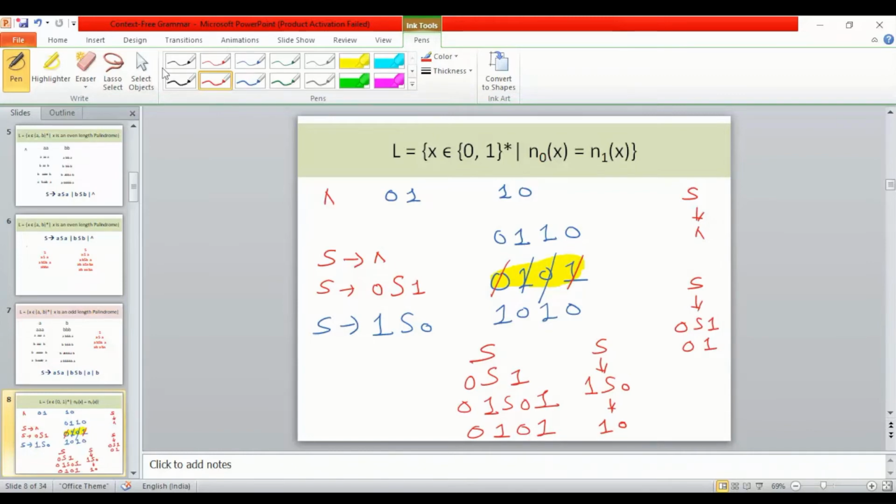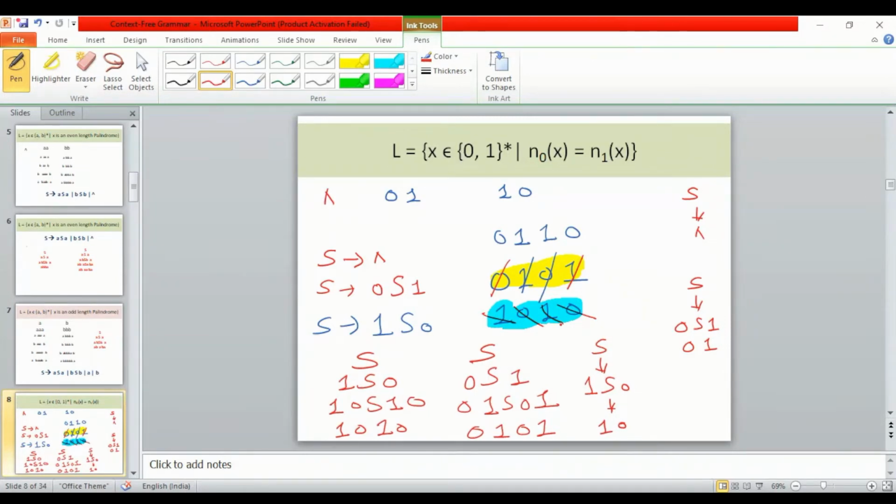Now let us check for another one, 1010. To generate this, we'll start with S. We'll write 1S0. So we are getting 10. Now to generate 01, I will replace this S with 0S10. So last we'll replace the non-terminal S with null. So we'll get 1010, which is our desired pattern. So you can see that we are able to generate this pattern.